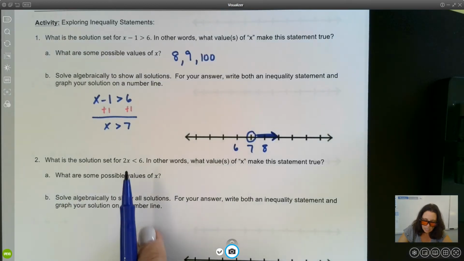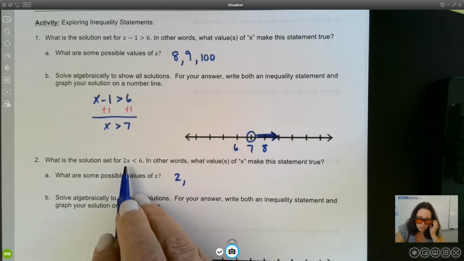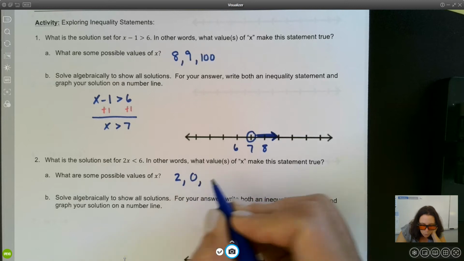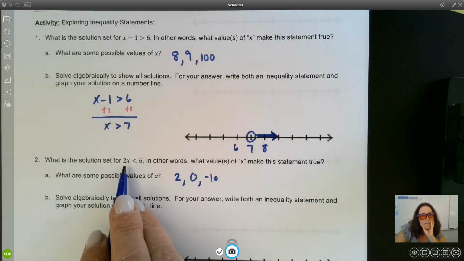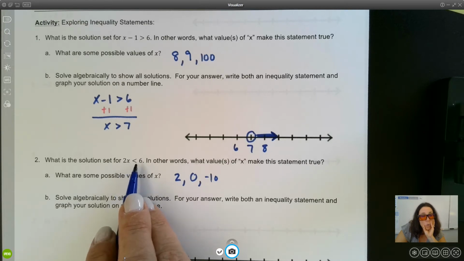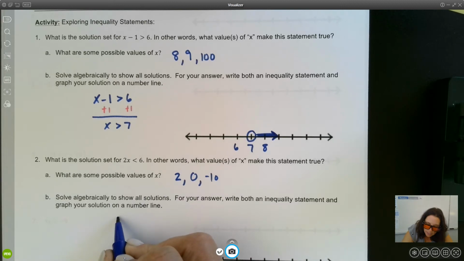Okay. All right. Now some possible values for this inequality. Okay, if I put a 2 in here, 2 times 2 would be 4. 4 is less than 6. If I put a 0 in there, 2 times 0 is 0. 0 is less than 6. What if I put like a negative 10 in there? That would be negative 20. Negative 20 is less than 6. Okay, so let's do this algebraically now.